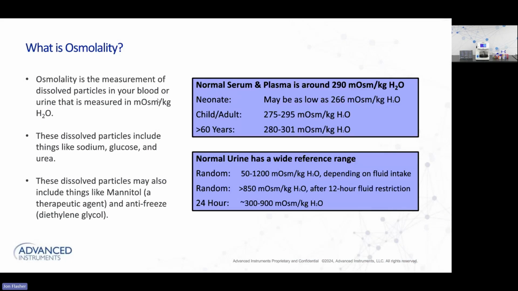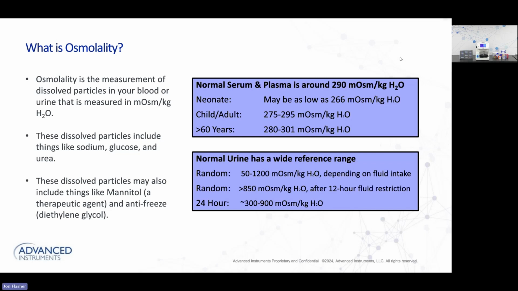So what is osmolality testing? Well, for those of you who don't know, I didn't know when I was in the lab, if I'm being blunt, osmolality is the measurement of dissolved particles in your blood or urine. So really serum, plasma, or urine that's measured in milliosmoles per kilogram of water. These dissolved particles can include things like sodium, glucose, and urea. And they may also include things like mannitol, which is a therapeutic agent, or antifreeze, so diethylene glycol, which is a toxic alcohol, toxic to people.